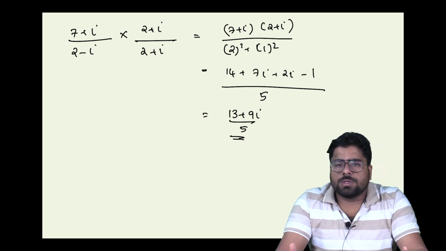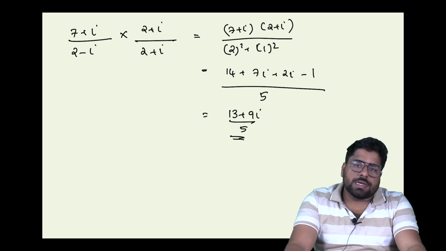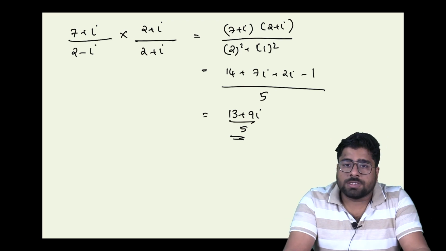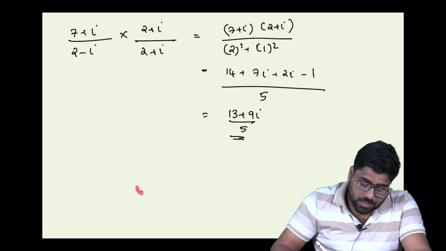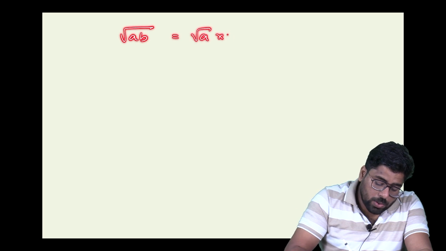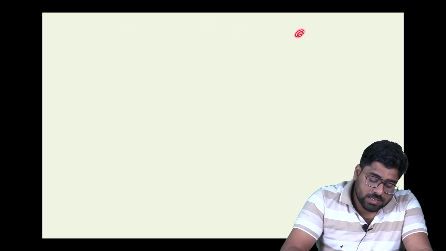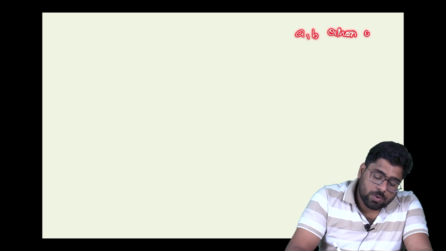So, this is how you do the basics of multiplication and division of complex numbers. In this lecture, we have seen what a complex number is. We have seen the concept of a square root of a complex number. I will just recap the whole thing. We mentioned the concept of root AB, which can be written as root A into root B, in which scenario? When A, B, either one of them must be positive. That was the first thing that we studied.